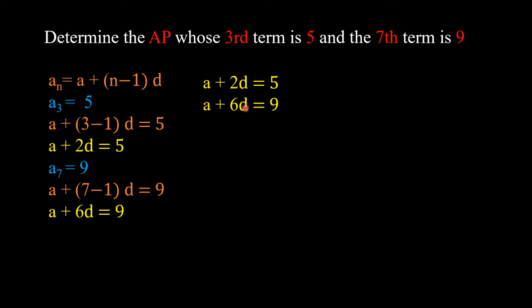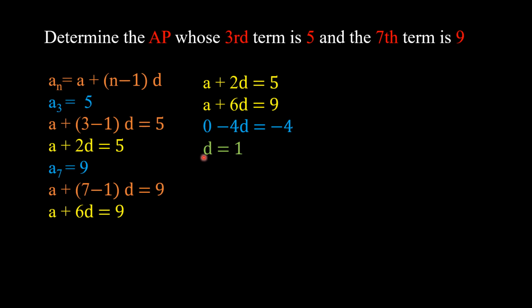Now here we will subtract the second equation from the first equation, so that we will get A minus A equals 0, 2 minus 6 will be minus 4, and 5 minus 9 will be minus 4. So we get minus 4D equals minus 4, which will be 4D equals 4, that is D equals 1. So we got the common difference D as 1.